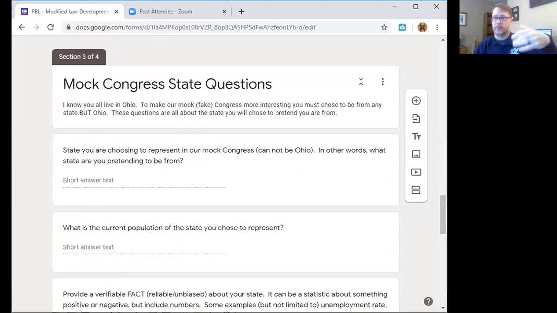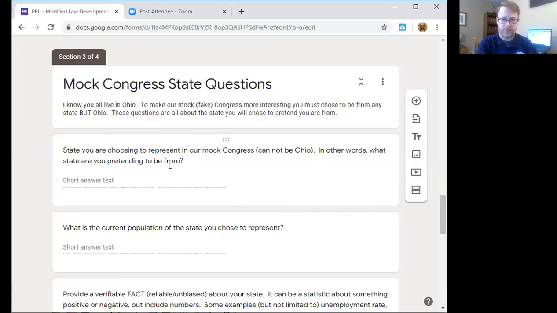Now, the other questions were really about our real life Ohio. The state you pretend to be from cannot be Ohio. This should also be approved so that we don't have too many duplicates. But let's say you chose Alaska or Hawaii or Wyoming, or some other state. This is where you're going to pretend to be from in our Congress. So all of these questions in section 3 are about the state you've chosen to pretend to be from.